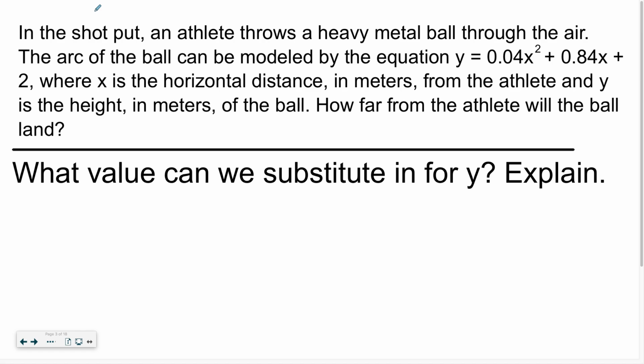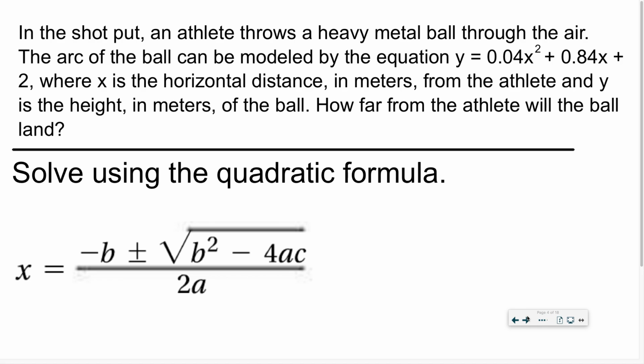You can use this equation, 0.04x squared plus 0.84x plus 2, where x represents the horizontal distance that the ball has traveled, and y represents the height that the ball has moved, going up and down in the air. If you're trying to figure out how far from the athlete the ball would land, you want to figure out when that ball crosses the x-axis, which would represent the solution. So if I wanted to use the quadratic formula for this equation, what values would I substitute in?